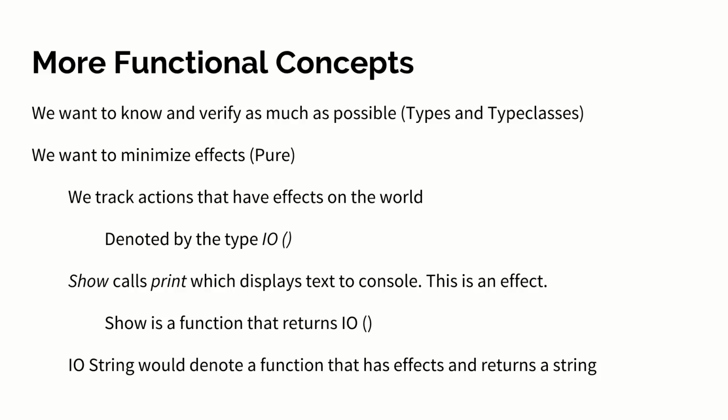This concept of utilizing IO to denote effectful chains of events can be extended. For example, a function that returns something of type IO String would imply that this function does things that have effect and then also returns a string to you, as opposed to show, which just has an effect and doesn't really bring you back anything of value.